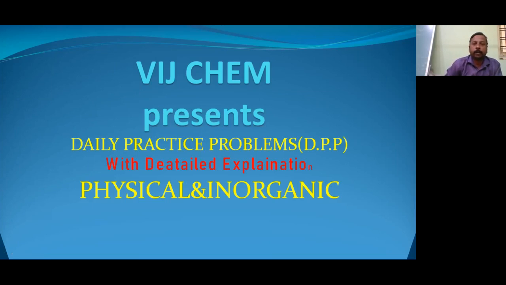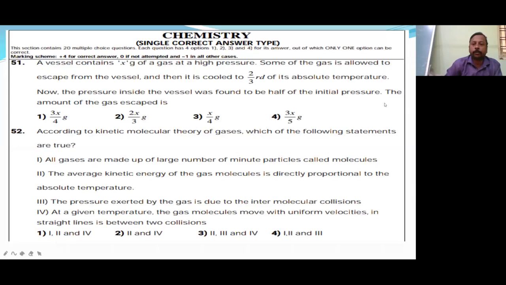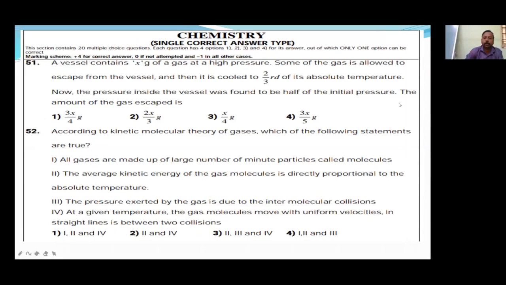Okay, so here is the first question, and the first question says that a vessel contains x grams of gas at high pressure. Some of the gas is allowed to escape from the vessel, then it is cooled to two-thirds of its absolute temperature. Now the pressure inside the vessel is found to be half of the initial pressure. So pressure is reduced, and temperature is also reduced. Then the amount of gas escaped you want to find.